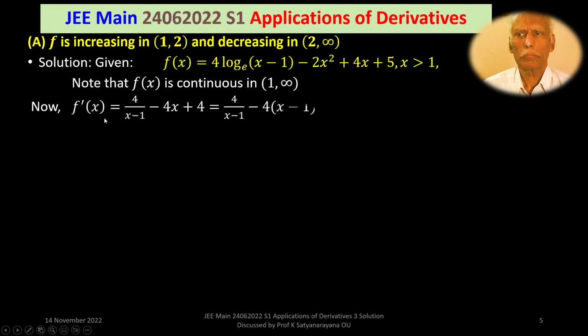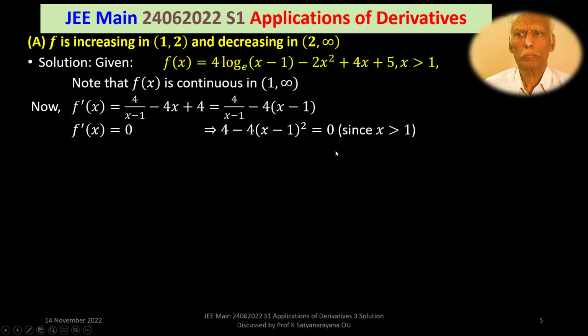So, f′(x) = 4 times the derivative of log(x − 1), which is 1/(x − 1), minus 4x plus 4. And that is written as 4/(x − 1) − 4(x − 1). To get the stationary points or critical points, we equate the first derivative f′(x) = 0. And that will give you 4 − 4(x − 1)² = 0, clearing the LCM. And this is true because x > 1, so x − 1 is not 0.